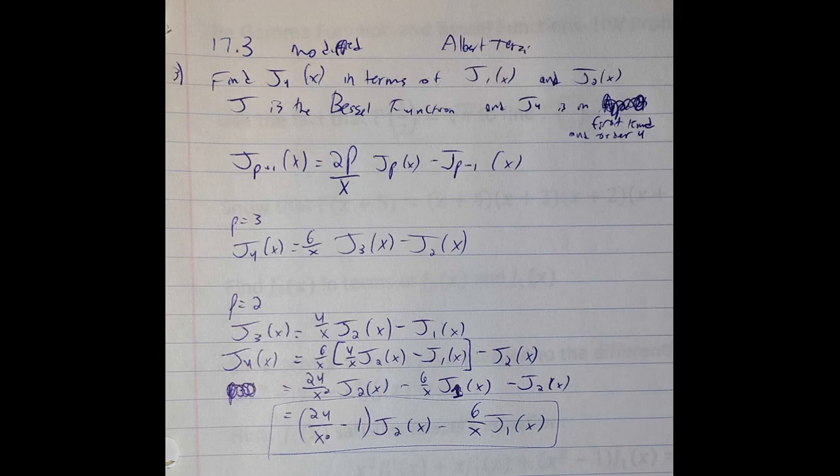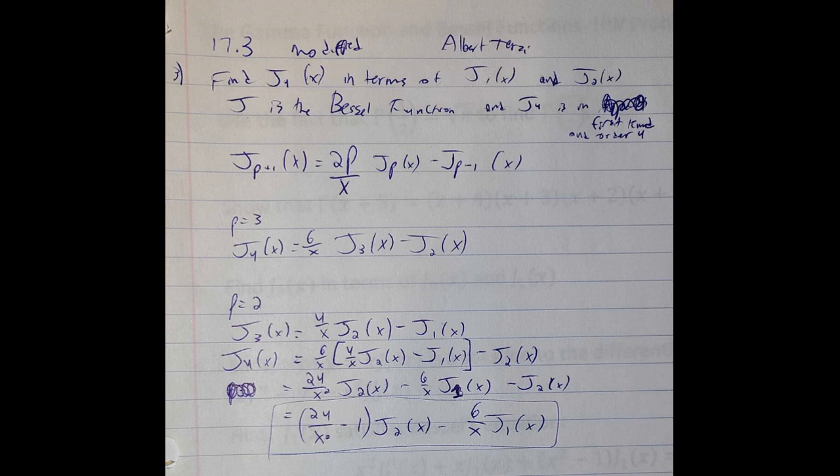Okay. This is 17.3 modified. 17.3 is fine. J3x in terms of J0x and J1x. So I just added 1 to all the numbers. Find J4x in terms of J1x and J2x, where J is the Bessel function and J4 is of the first kind with order 4.